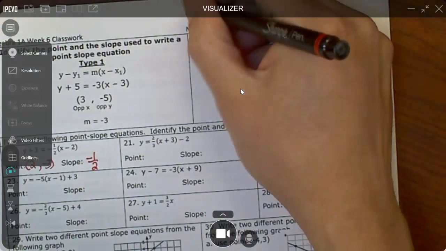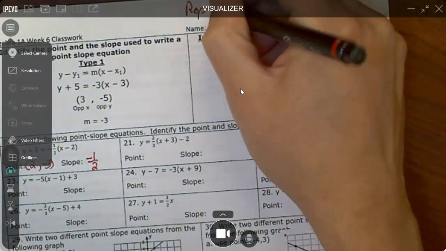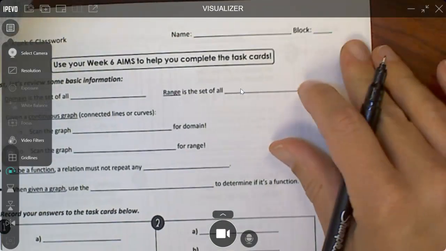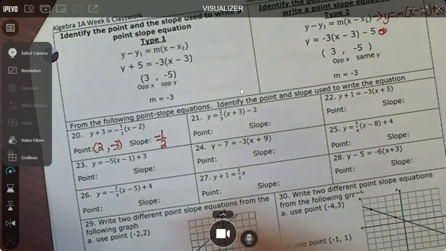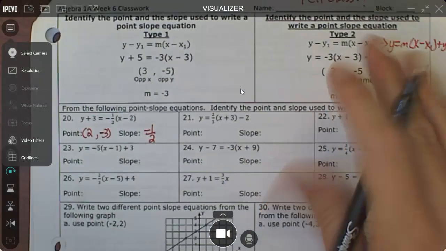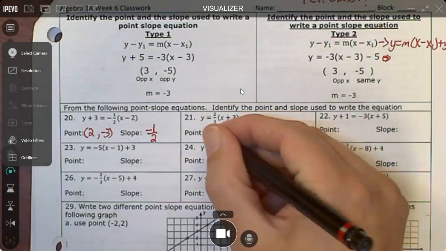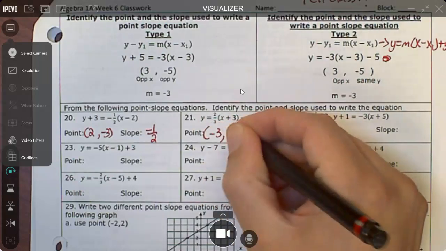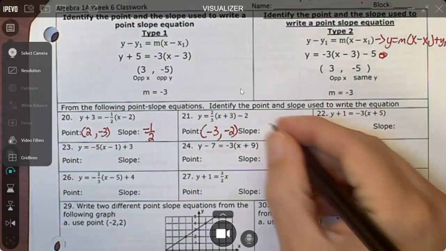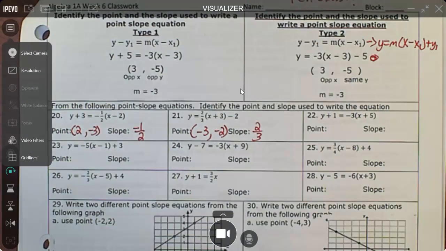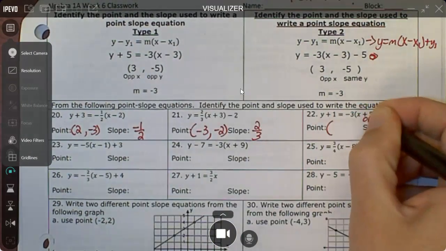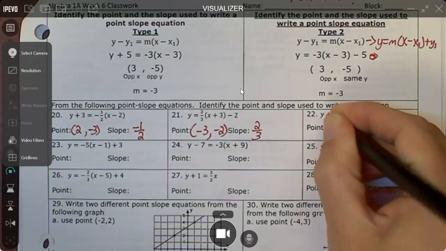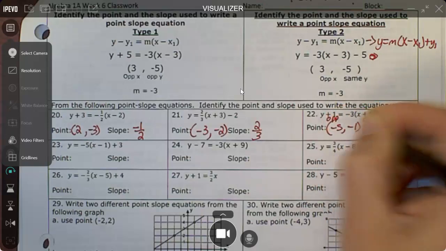Maybe I can reprint these. There's also a mistake where I underlined all those. I'll just make new ones. Okay, so this one's opposite, same. It's on that right side. The slope's still 2/3. Okay, this is type 1, so opposite of whatever's with x, opposite of whatever's with y.